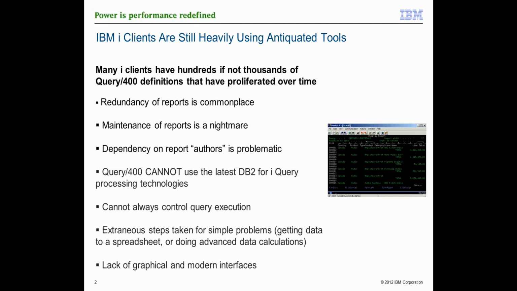All of those reasons are why we came out with DB2 Web Query: to provide a modern graphical tool that allows you to use the new query engine and take advantage of all these new things, and doesn't require you to create redundant reports. Using technologies like OLAP and highly parameterized reporting, a single report written in DB2 Web Query can replace perhaps dozens, if not hundreds, of Query/400 reports.